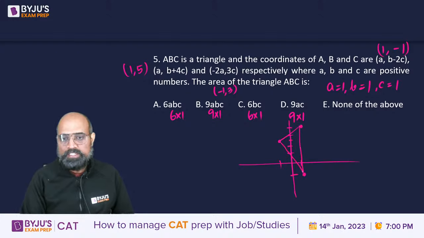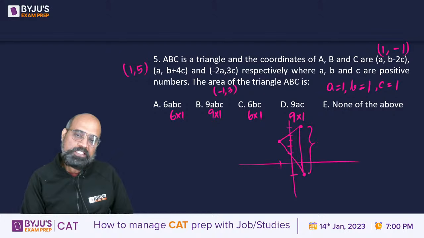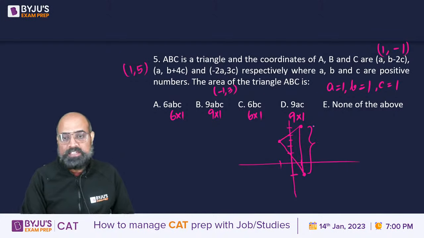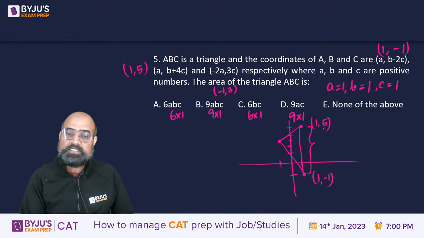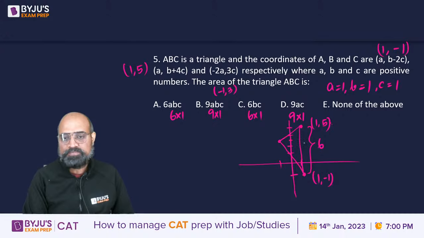Now, in order to calculate the area of this triangle, I will assume this is the base, right? This is (1, 5) and this is (1, minus 1). So what will our distance be? This is 5 and minus 1. So can we say this distance is 6? So the base is 6. What about the height? This coordinate is (minus 1, 3). So can I say this is from minus 1 to 1, which is a height of 2?